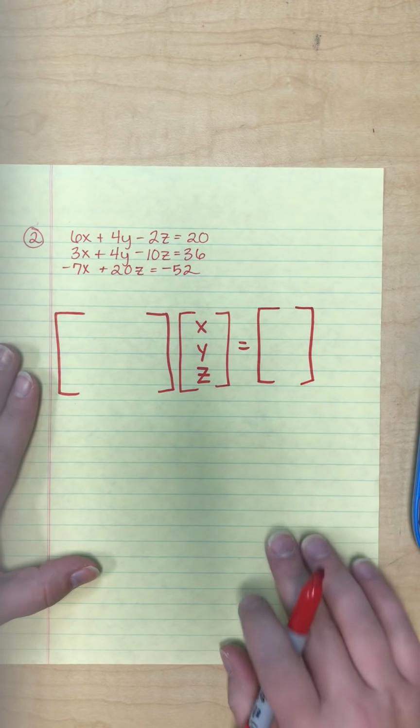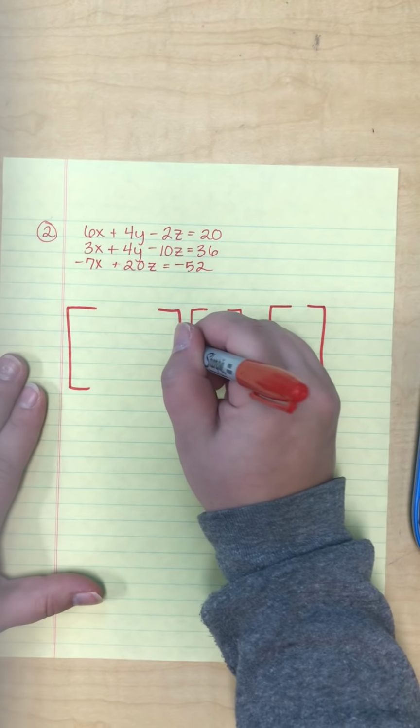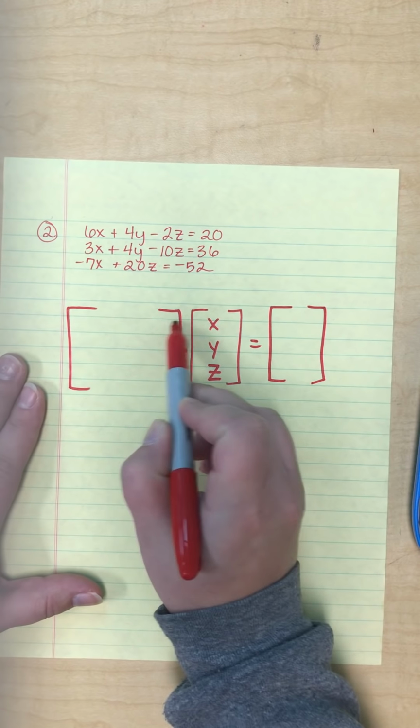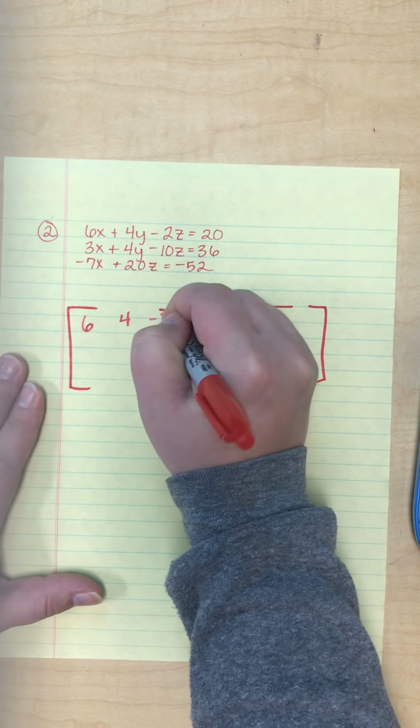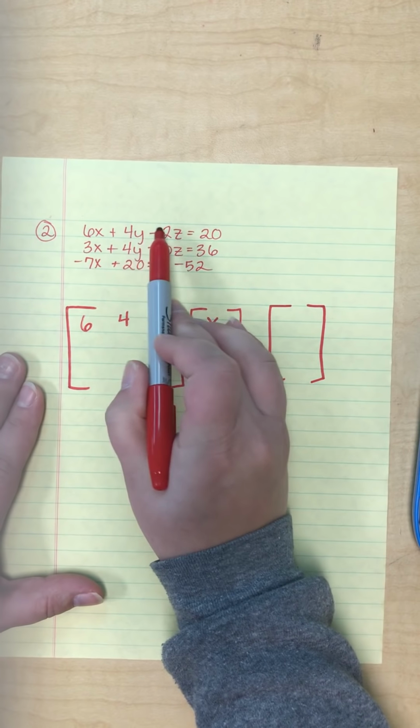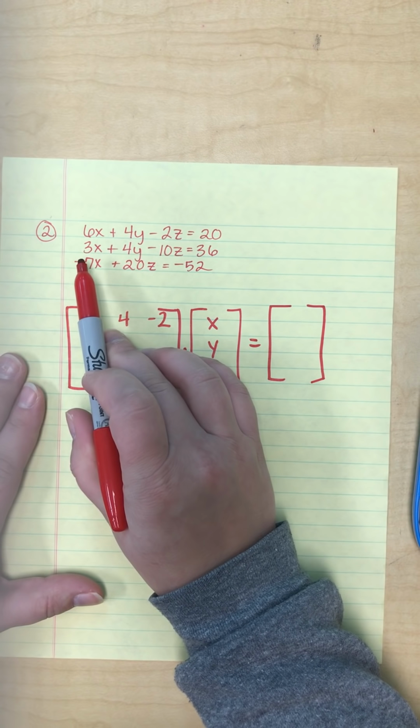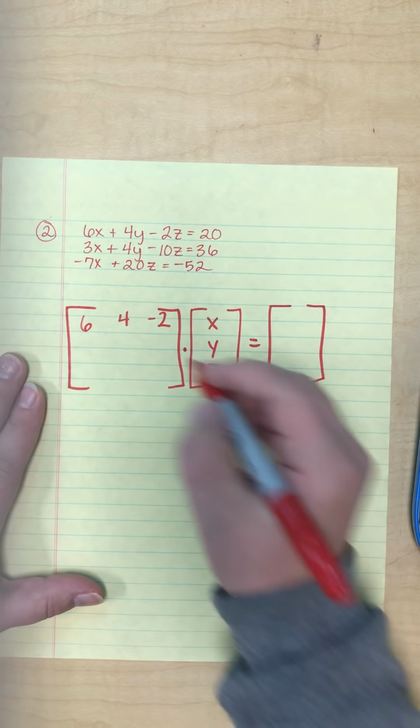Okay, so my matrix equation I'm still going to set up to look exactly the same. In the first row here are my first three variables, so x, y, and z. So 6, 4, negative 2. And then I'm going to go down to my next equation, 3, 4, negative 10.